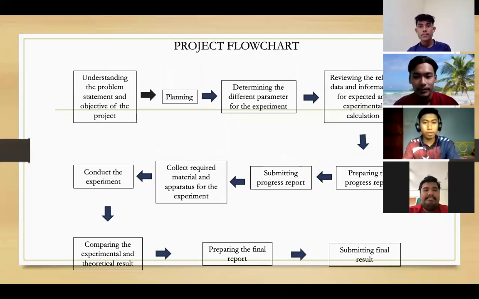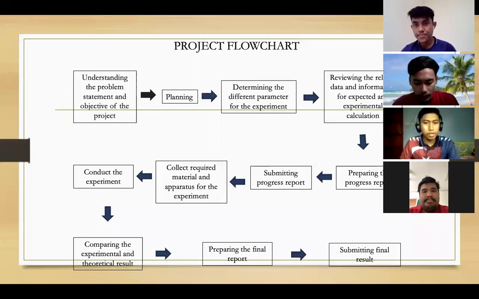Okay, for the project flowchart, basically, the project flowchart displays the project objective graphically and seeks to order the activities more logically. But a flowchart can also help with monitoring the process and event status reporting. So this is the flowchart.